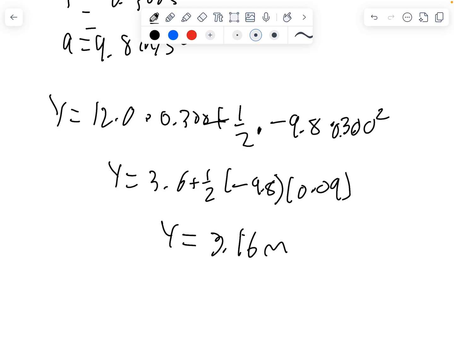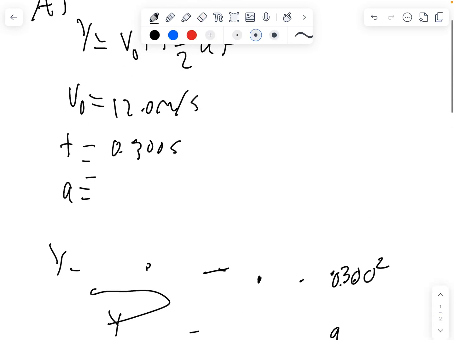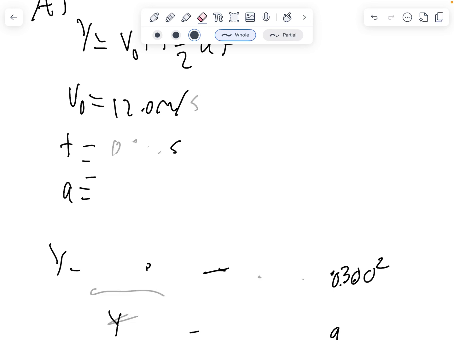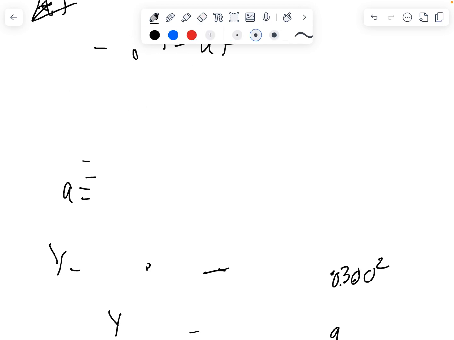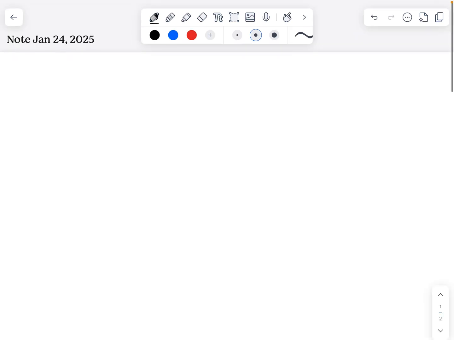And then for part B, it asks you to state whether the ball is above or below your hand. It would be above your hand, because the position is positive. Usually, when the position is positive, it means it is upwards, so it would be above. It'd be above your hand in this case.